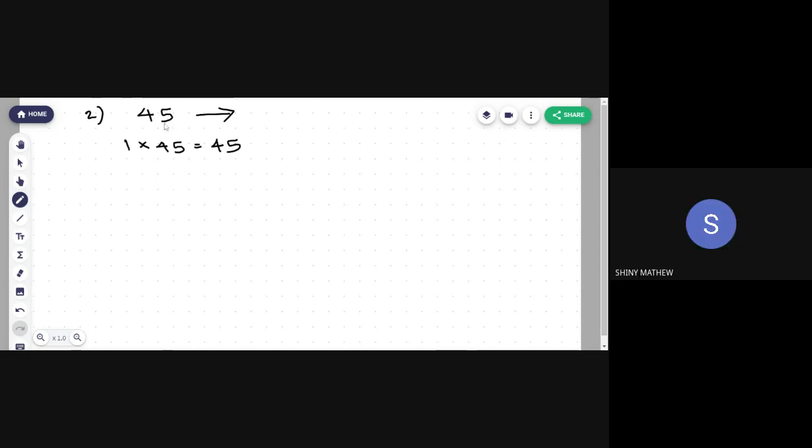No, because it is not an even number. Even number അല്ല, അതുകൊണ്ട് എന്തായാലും 2 കൊണ്ട് ചെയ്യാൻ പറ്റില്ല. Now we can divide with 3. What do you think? Can we divide 45 with 3?